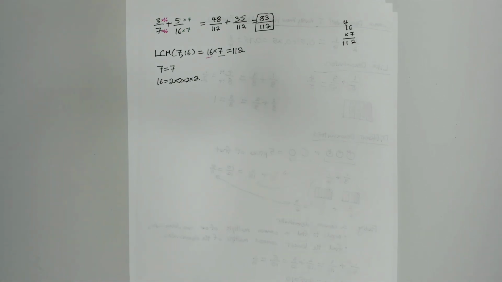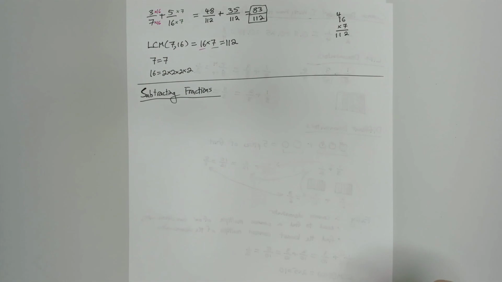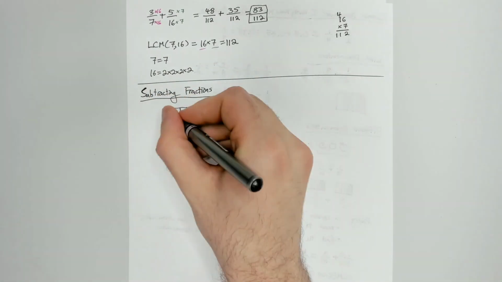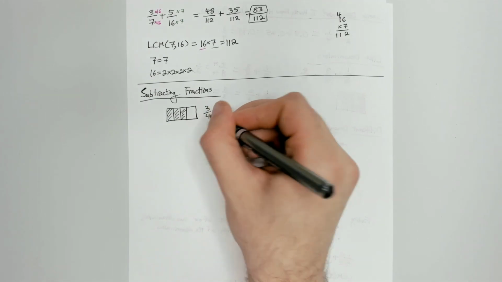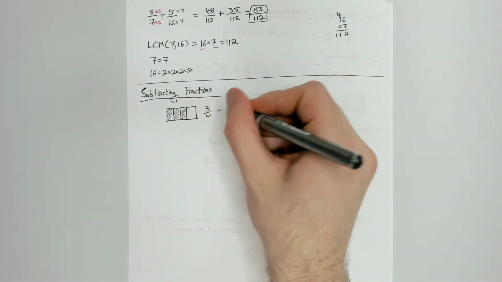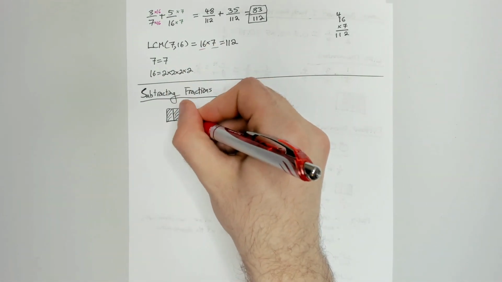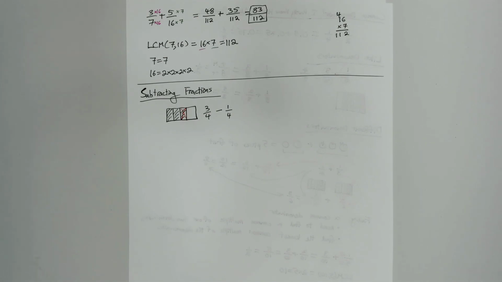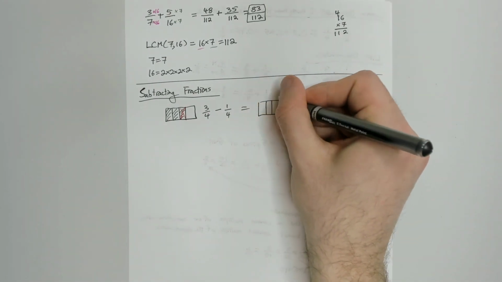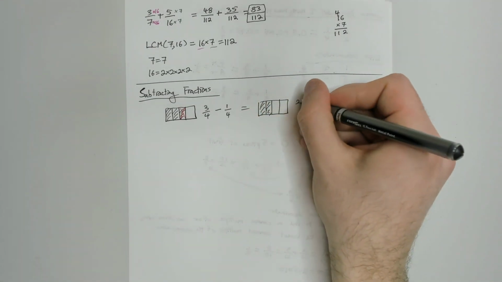We can also use this method to subtract fractions. So as a visualization to subtract fractions, let's say I have 3/4 shaded in, right? And then what I'm going to do is I'm going to subtract off 1/4. Subtracting off 1/4 is essentially me getting rid of one of these 4 pieces. So we're just left with 2 of the 4 pieces, right? Since we removed this one, so that's going to be 2/4.